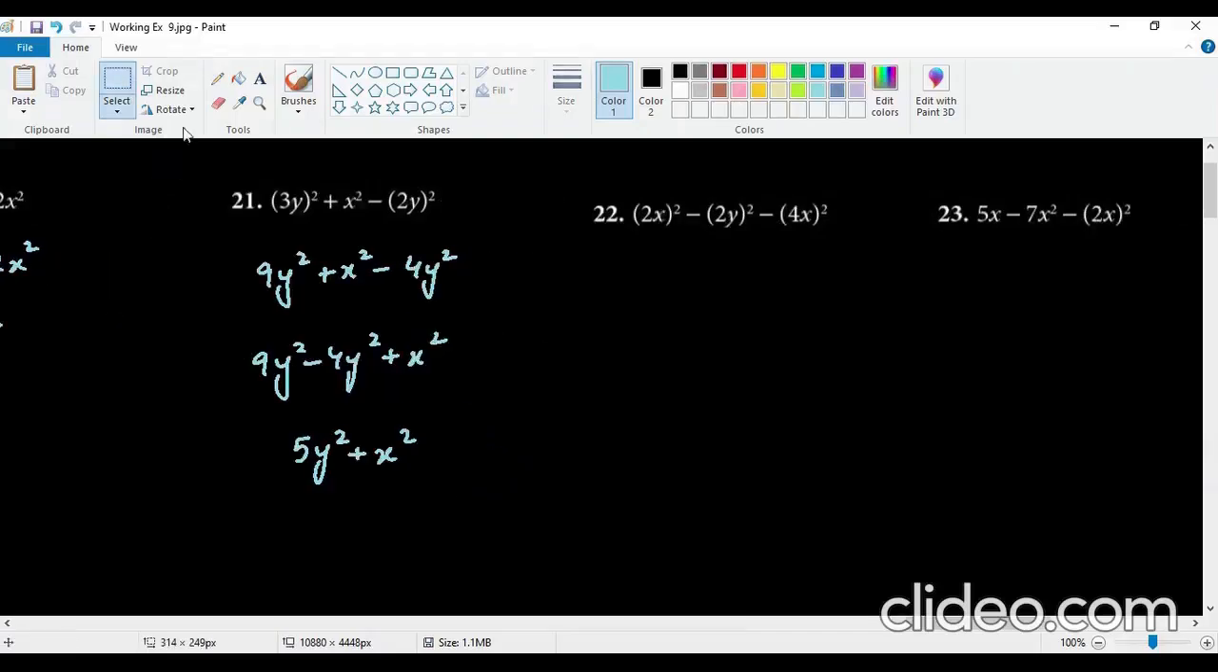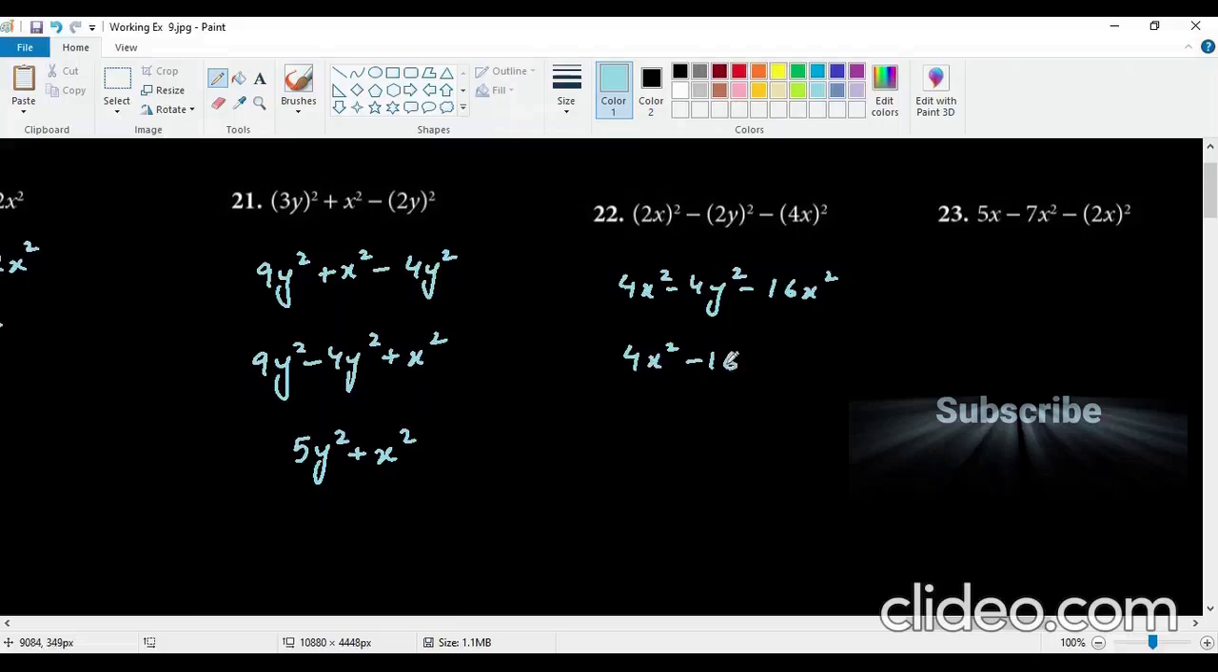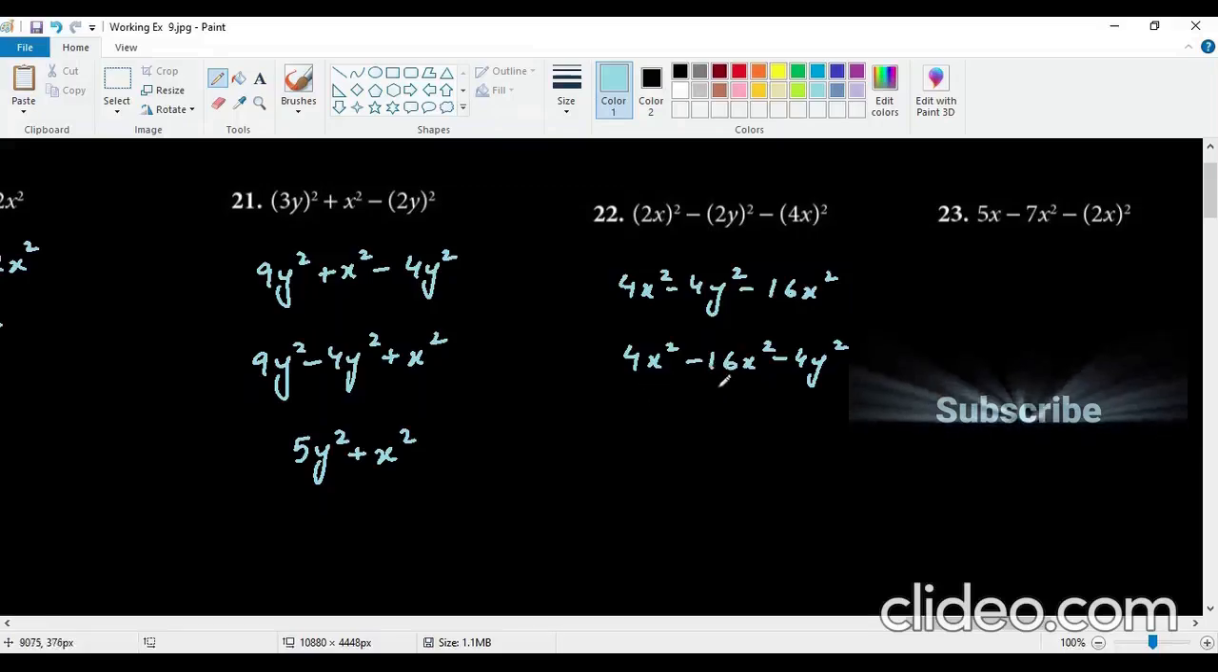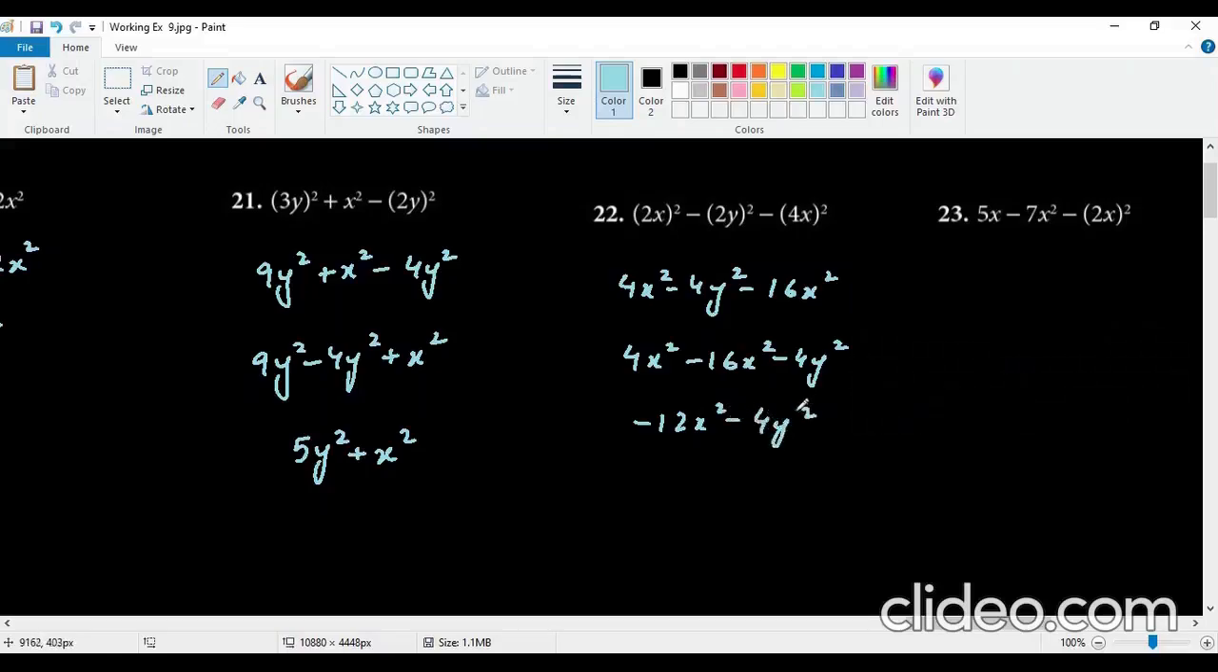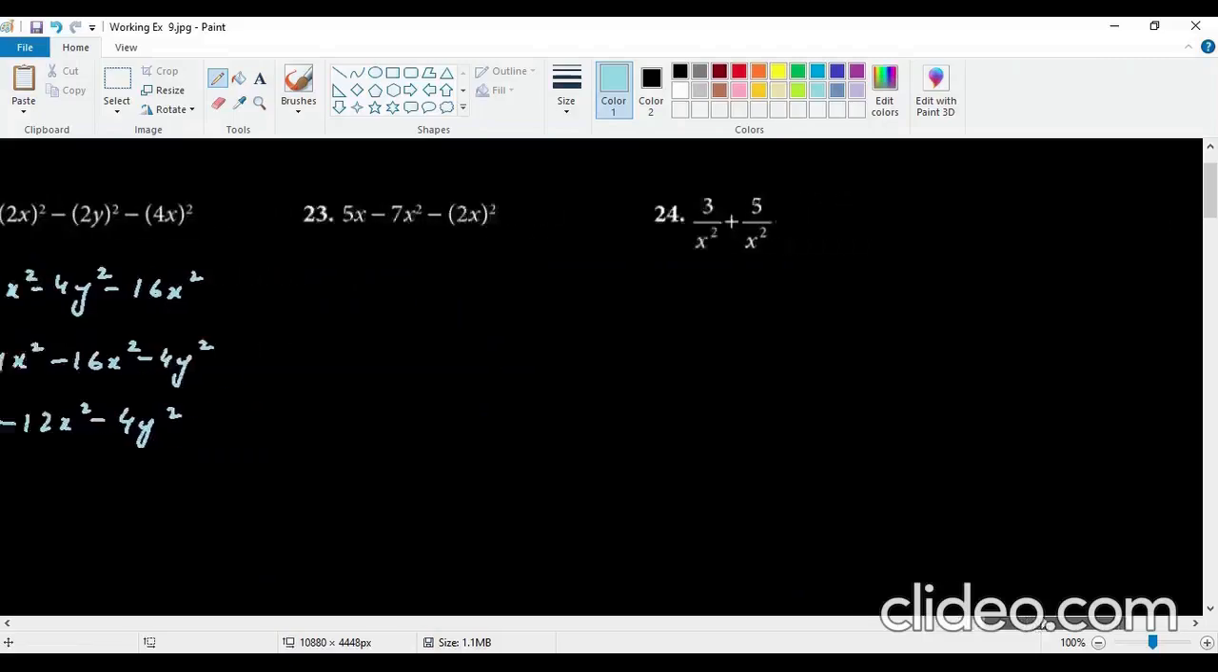When it comes to question number 22, this first one is going to give you a 4x square minus 4y square and minus 16x square. So 4x square minus 16x square minus 4y square. So 4 minus 16 is going to give you negative 12x square minus 4y square as an answer for question number 22.